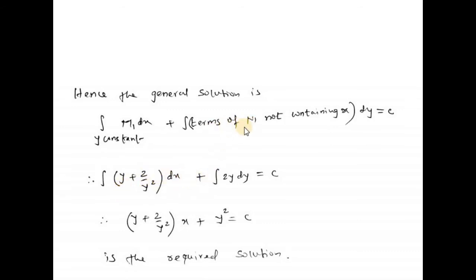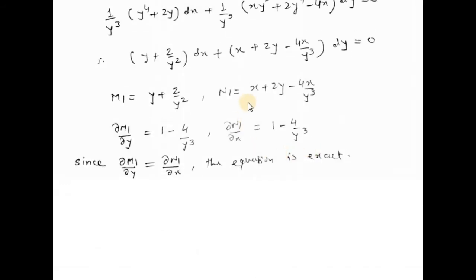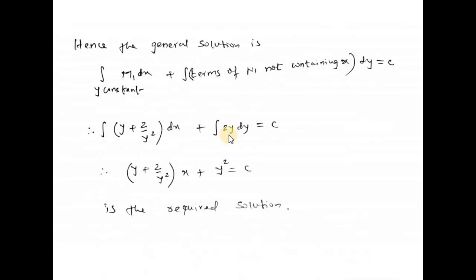Here we have to write down the terms of n1 not containing x. But in n1 there are two terms which contain x, that is this first term and last term. So we will skip these two terms. So we will write down only 2y. So here integration 2y dy equal to c.